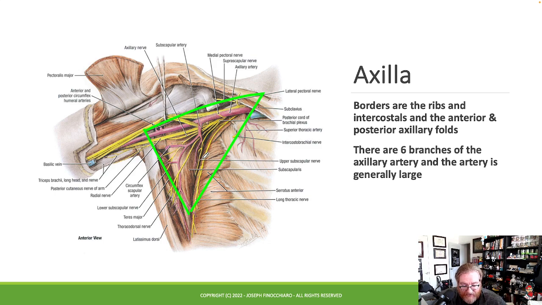There are 6 branches of the axillary artery, and the artery is quite large. This is why this artery kind of stinks, because when you go mining in here, look at all the nerves and everything that is bundled up. So even if you're experienced, you might just be having a bad day because that body is a little bit different than others you've worked on, and it might take a little bit more effort for you to figure out what's happening here.